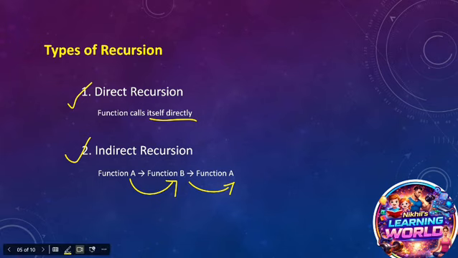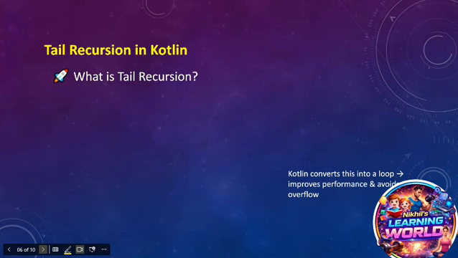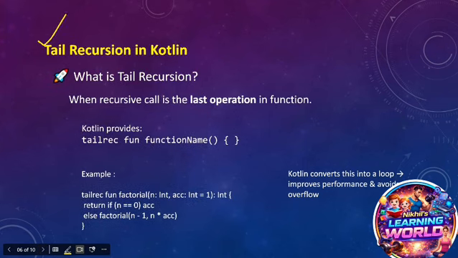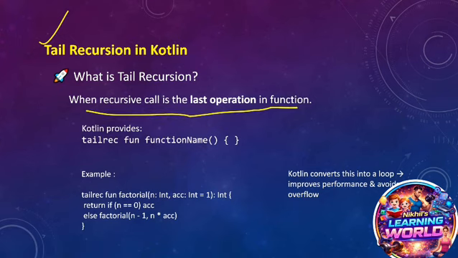Okay, so we will see tail recursion next. Tail recursion is also important. So what is tail recursion? When the recursive call is the last operation in the function, that is tail recursion. Tail means at the end. Here tailrec is a keyword. By using this we can define that it is a tail recursive function.